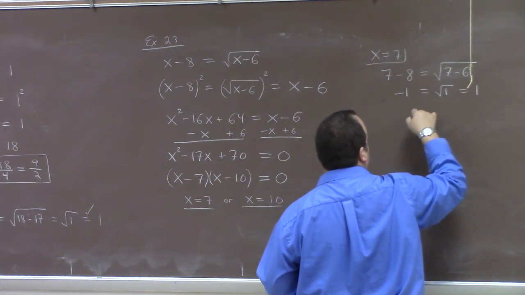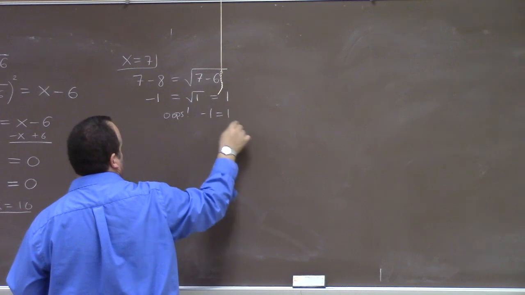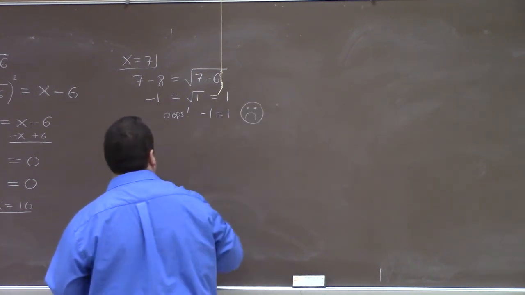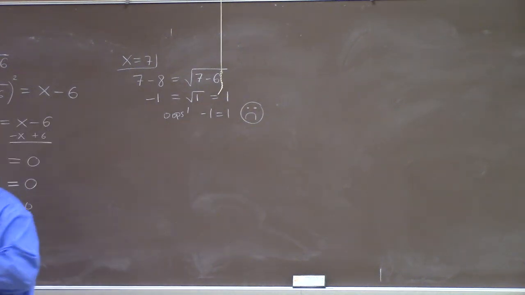Uh-oh. Oops. Minus 1 equals 1? No. Flag on the play, right? Oh, yeah, that's okay. If we wrote down x equals 7 or x equals 10, I'd have to take off points if you put x equals 7 as a solution. X equals 7 is not a solution.